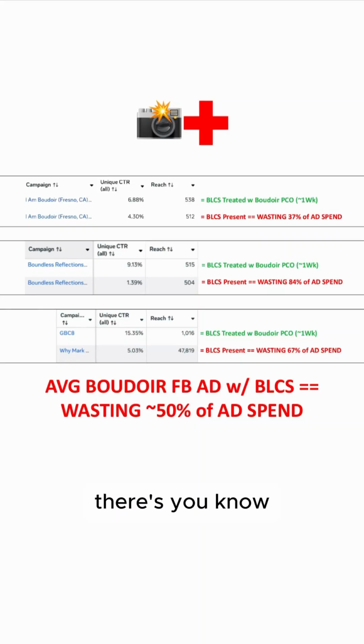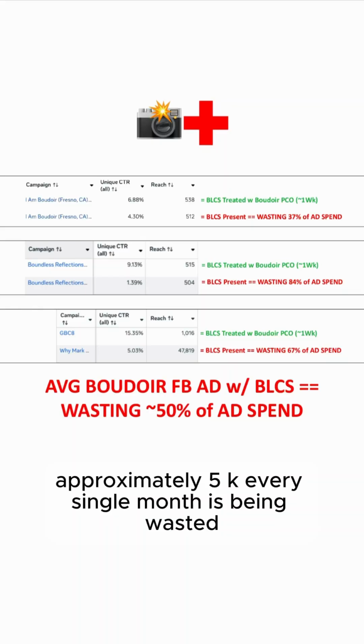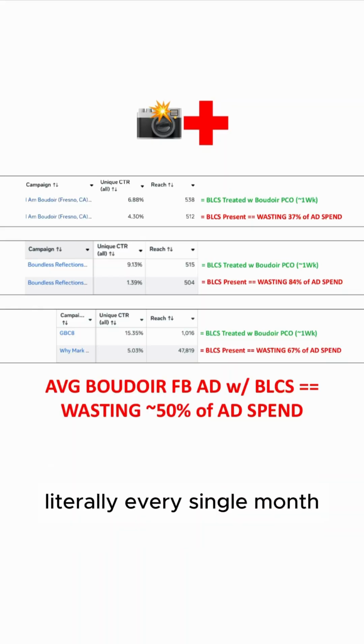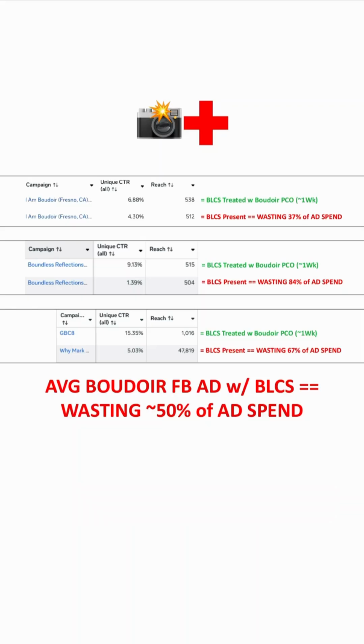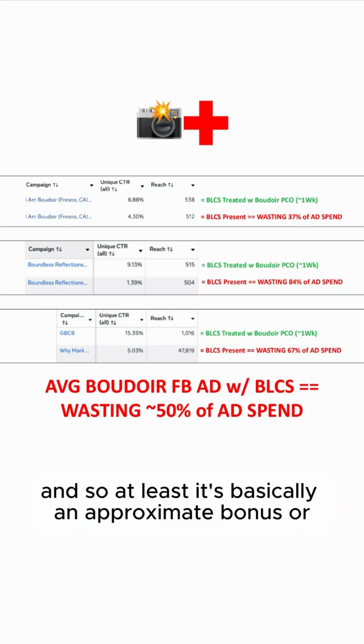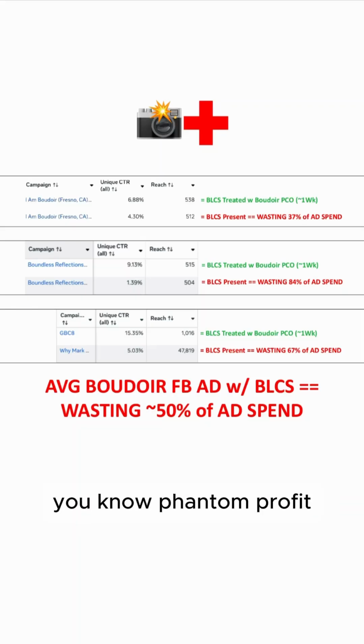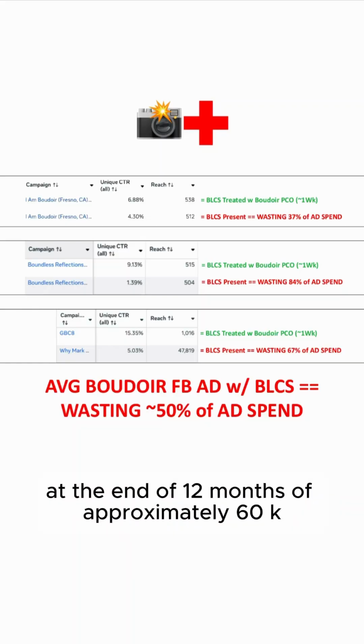If they're spending 10 grand a month on Boudoir Facebook ads, approximately 5K every single month is being wasted, literally every single month. So if we can eliminate that and put that back in their pocket, it's basically an approximate bonus or phantom profit at the end of 12 months of approximately 60K.